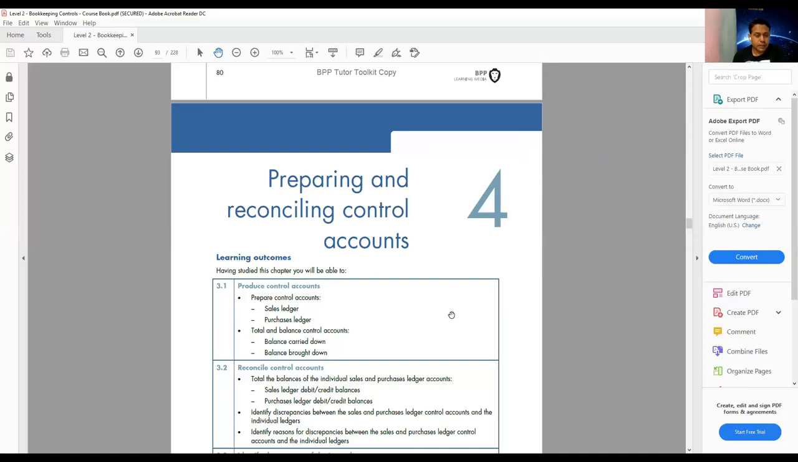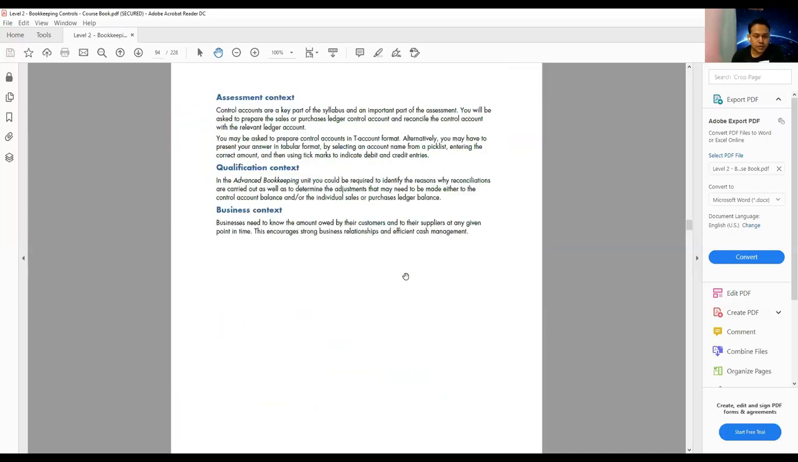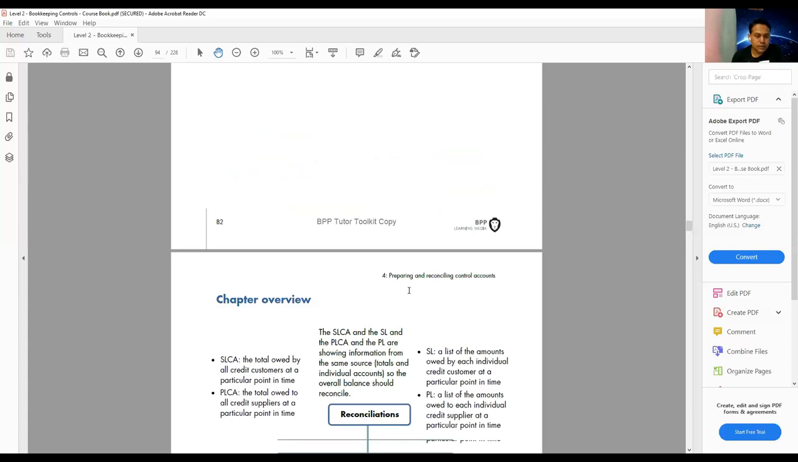Well, on the next chapter, you're going to see preparing and reconciling of control account. In chapter number 3, we have seen an introduction to control account, but now we're going to see preparing and reconciling of control account. So how we prepare and reconcile that. So let's move on to this chapter.